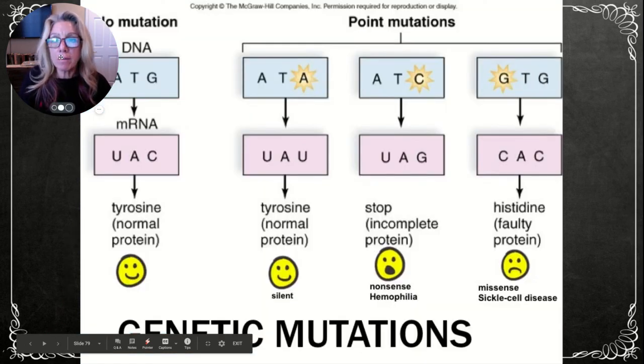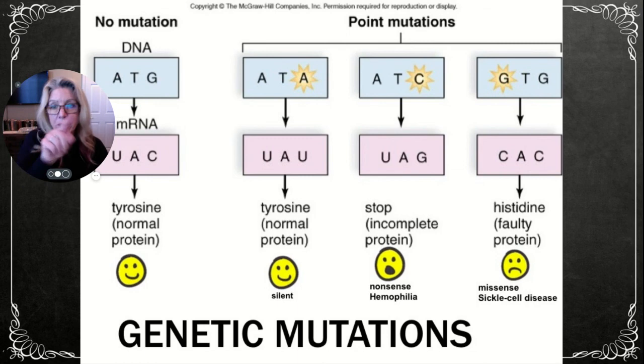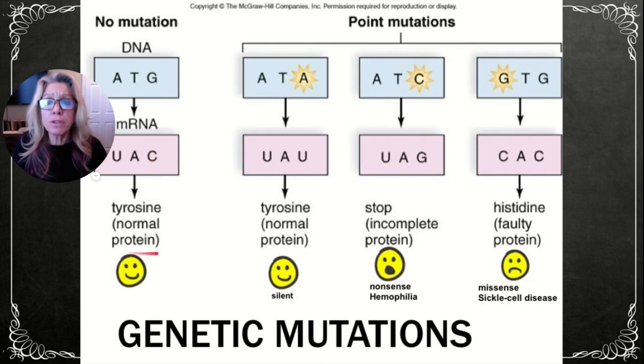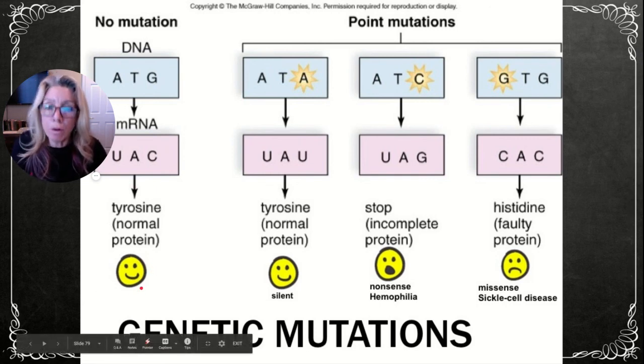All right. Then there's another type of mutation called a point mutation, so you can point right to it. So here is no mutation. DNA ATG, here's your mRNA, UAC. This codes for this amino acid. We could look it up: tyrosine, happy face, normal protein.